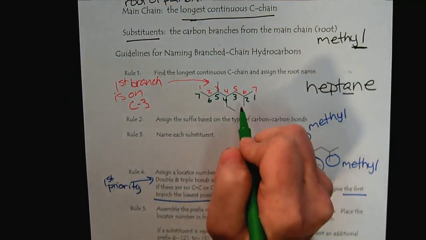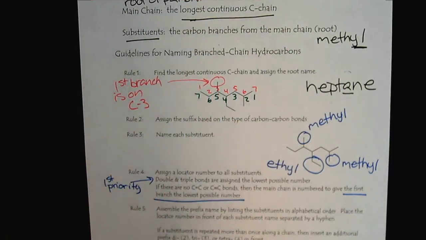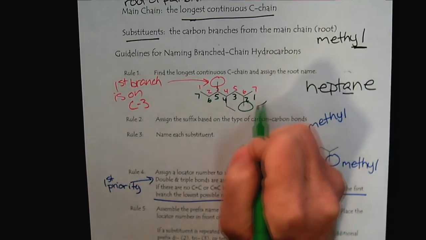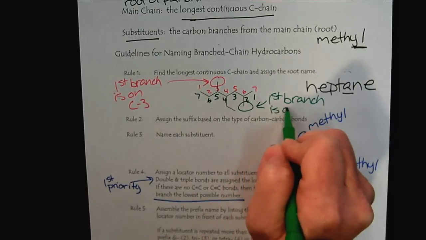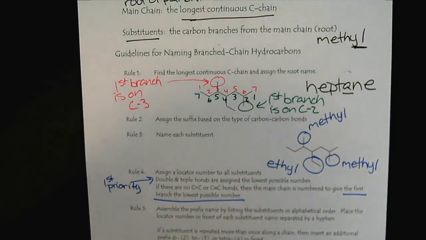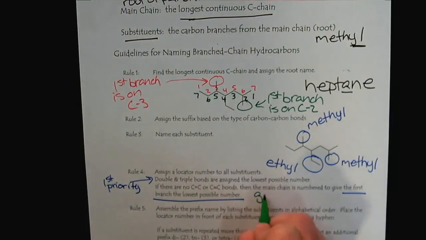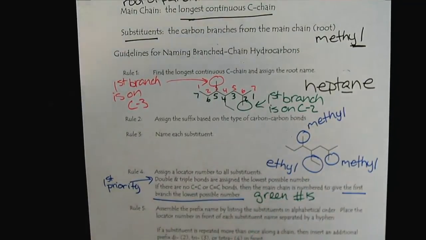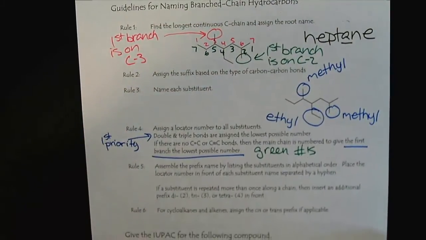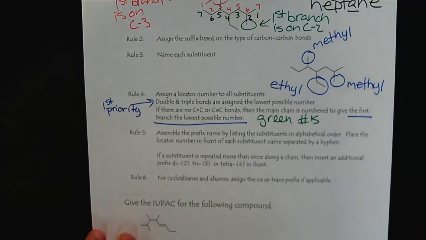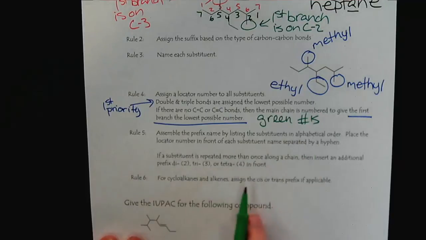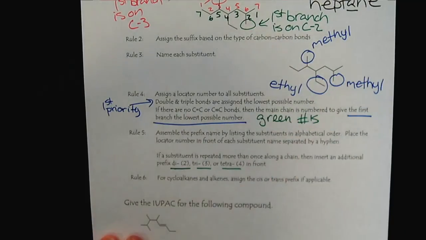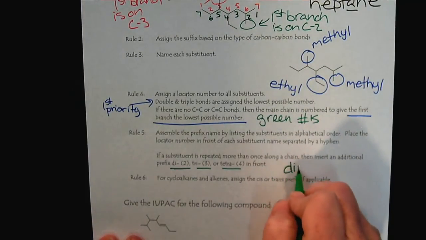If we look at, I'll circle that so everyone can see it. If we look at the green numbers, notice that the first branch, right, is on carbon 2. All right, so the green numbers win. Okay, so now we will use the green numbers to assemble the name. When we have more than one methyl group, we will indicate that with a di, a tri, or a tetra. So since we have 2 methyl groups, we would call this dimethyl.